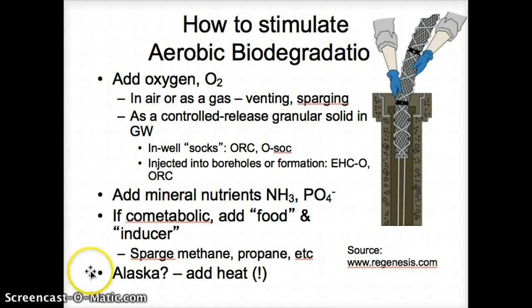Little note here on the bottom: what if it's in a cold place like Alaska? I think we all know that cold temperatures are not good for microbial and chemical reactions. Well, maybe you can add some heat on top of all that to speed things up.